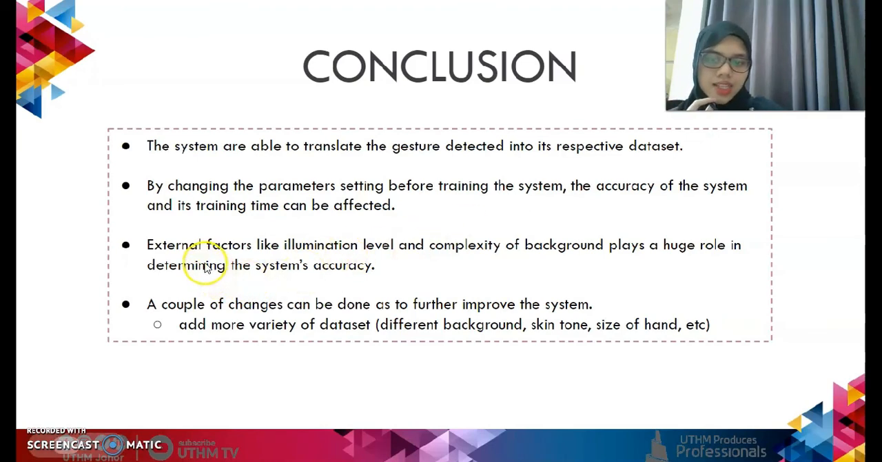Then, external factors like illumination level and complexity of the background play a huge role in determining the system accuracy. And lastly, a couple of changes can be made to further improve the system, which is adding more variety to the data set, such as different backgrounds, skin tones, sizes of hand, and so on.